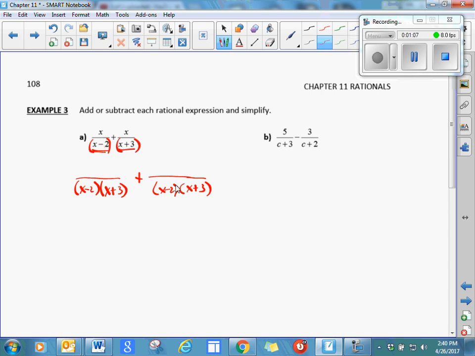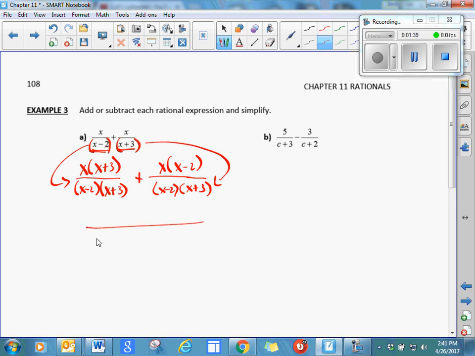So if this is our common denominator and we want to get from here to here, we've already got the x minus 2 piece. What's missing is the multiplier x plus 3. So that's what we're going to multiply our numerator by, as well as our denominator, to get the common denominator. And it's the opposite on this guy. He's got the x plus 3, but he doesn't have the x minus 2. So that will be the multiplier that we need in the numerator.